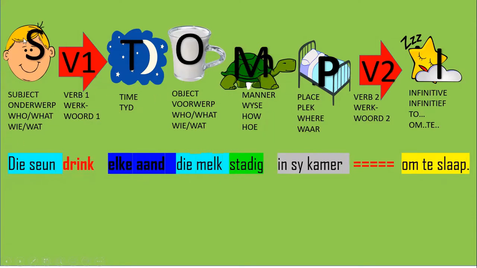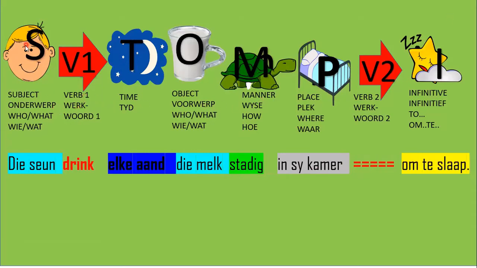Die seun, remember we will use this blue color. Seun, this is Stompi. Verb 2, drink. Let me get my little spotlight. Die seun in die sinnetjie. Die seun drink elke aand die melk stadig in sy kamer. No verb 2 in the sentence, om te slaap.